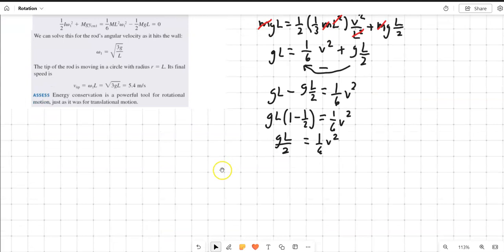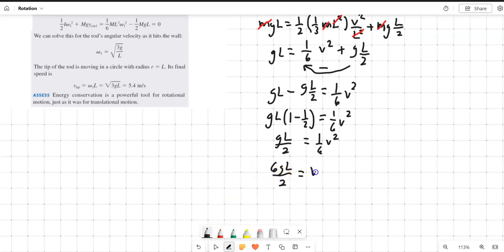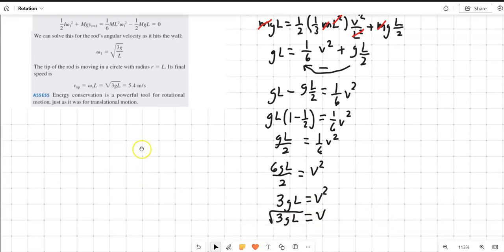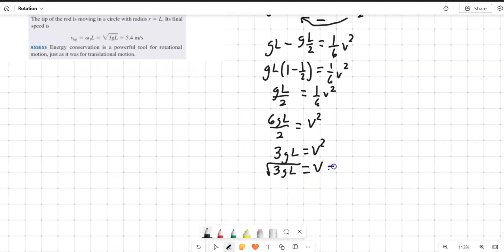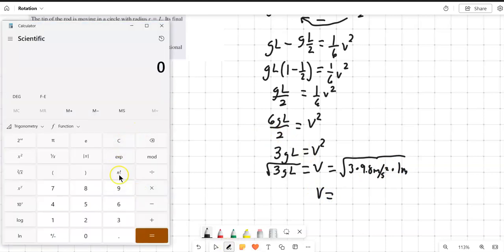So now I'm going to multiply both sides by 6. 6gL divided by 2 equals v squared. This is going to be 3gL equals v squared. So the square root of 3gL is going to be equal to v. All right. So the rod has a length of 1 meter. So this is going to be 3 times 9.8 meters per second squared times the length L, which is 1 meter. 3 times 9.8 equals 29.4, square root 5.42.